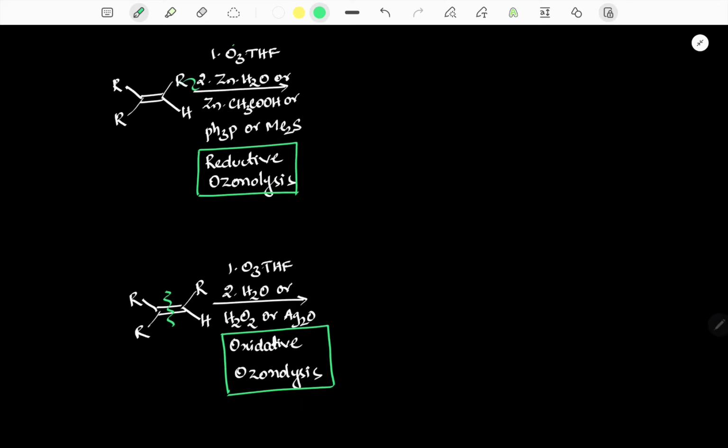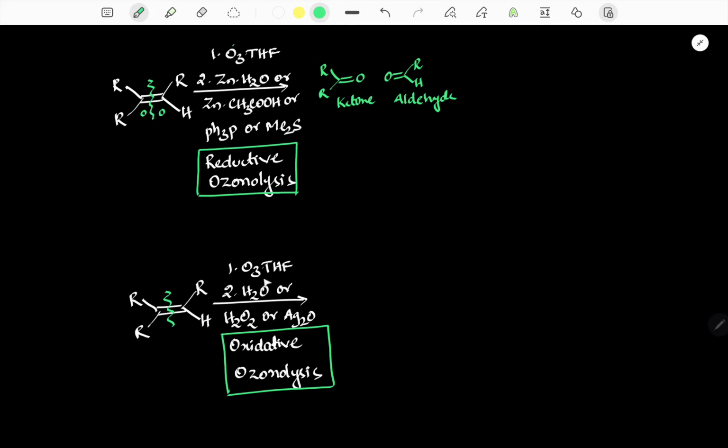Next example, when the alkene is treated with ozone and zinc H2O, zinc acetic acid, triphenylphosphine, dimethyl sulfide, it is reductive ozonolysis. So in the reductive ozonolysis, we have to break the double bond and add oxygen to the corresponding carbons. Therefore, we get the corresponding ketone and another one the corresponding aldehyde. First compound is ketone, second compound is aldehyde.